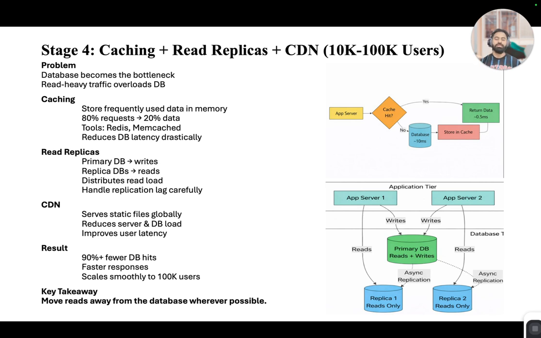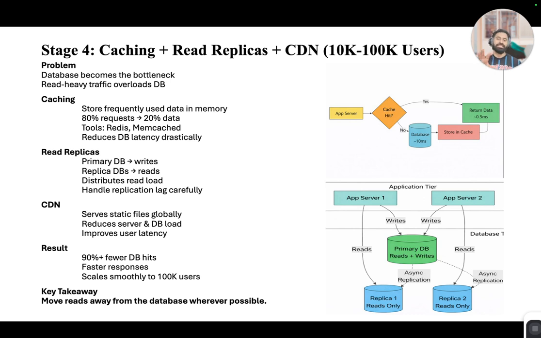Now the third component we will use is CDN. CDN means don't hit your server for static files. Static file content can be images, CSS, JavaScript, videos. These files rarely change, and are very large and very expensive for the server. So serving them from your app server is wasteful. That's why the CDN comes into the picture.